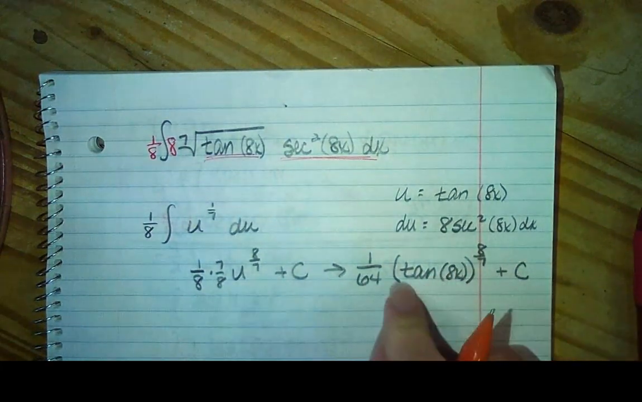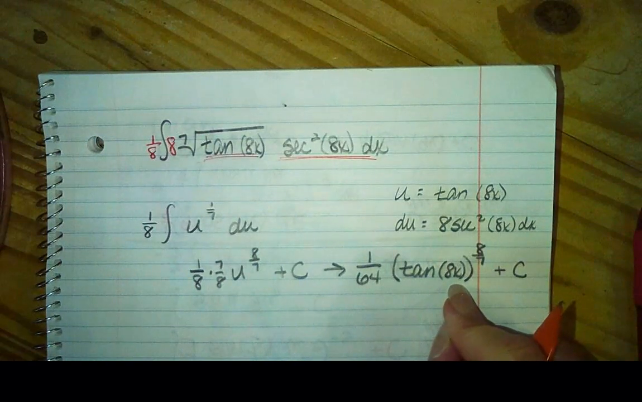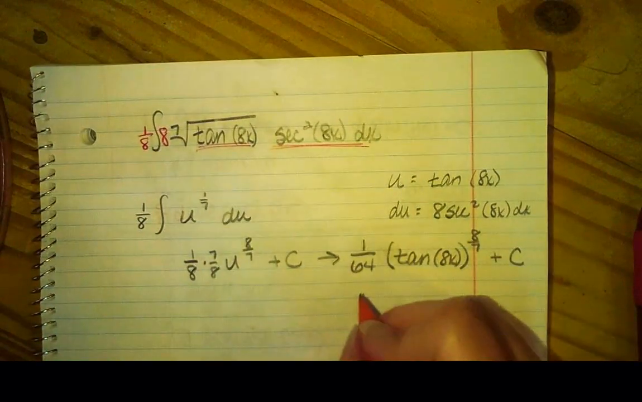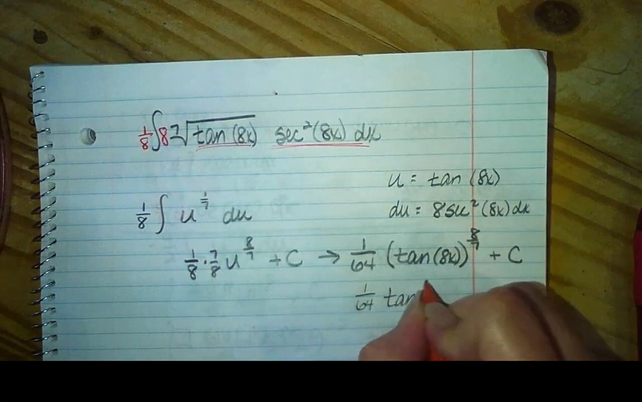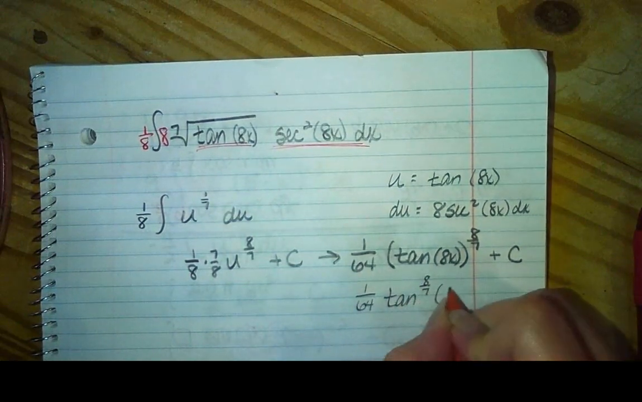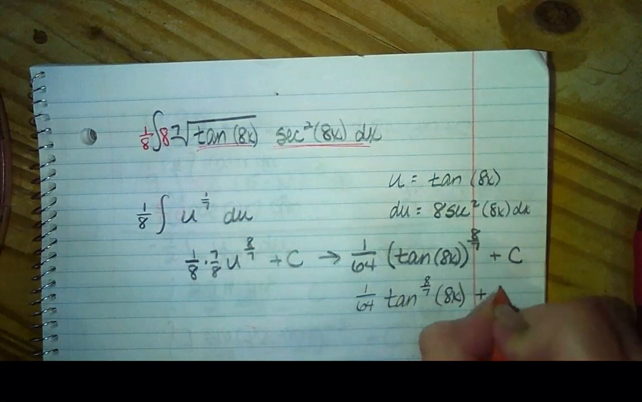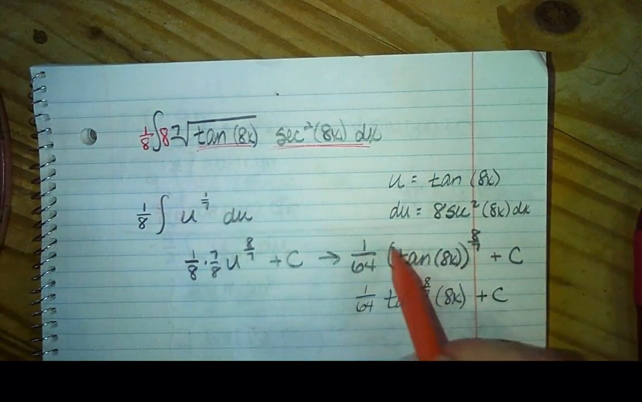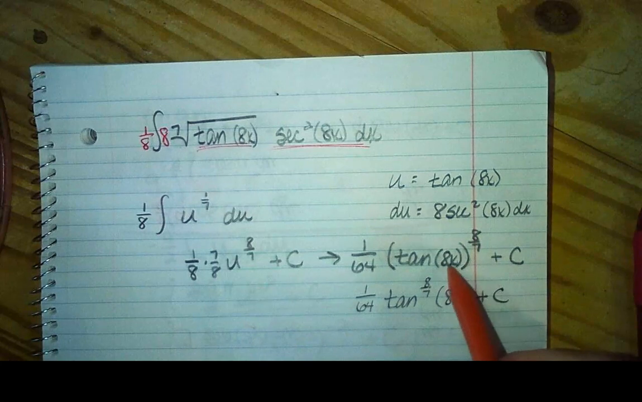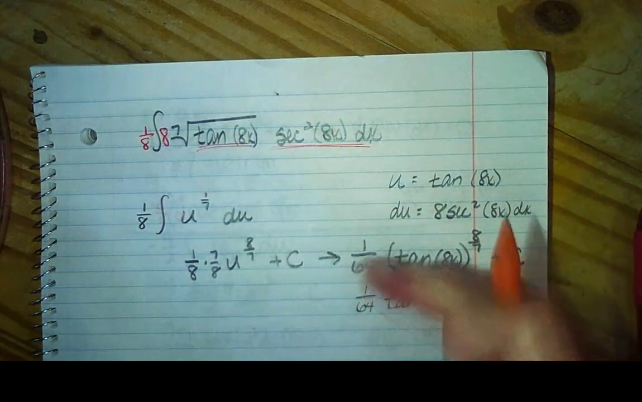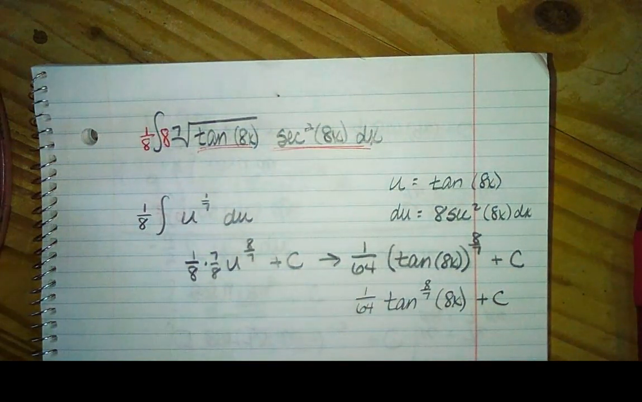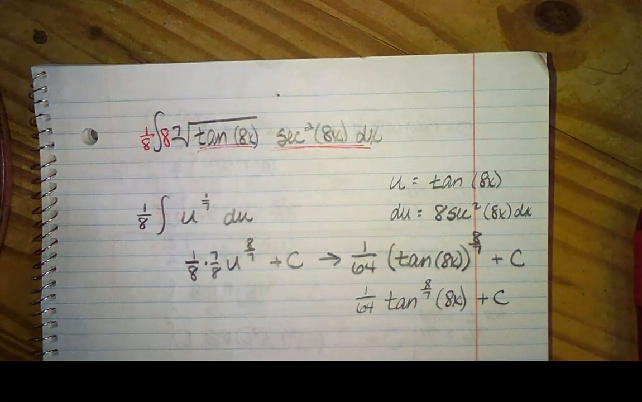Okay, so make sure you put tangent completely in parentheses, or write that as 1/64 tangent 8/7 8x plus c. If you don't have that exterior set of parentheses, you're going to be raising 8x to the 8/7 instead of the tangent function. So either way is fine. One more, and then we'll flip out.